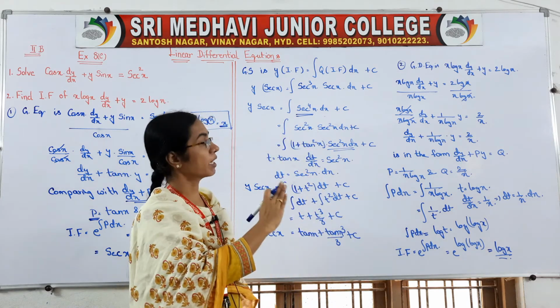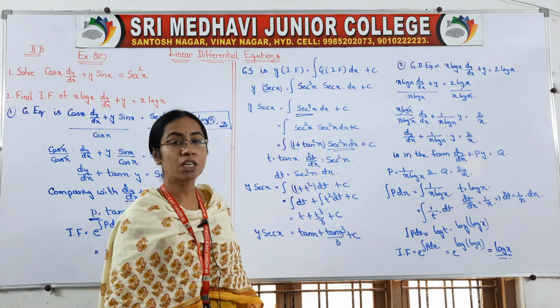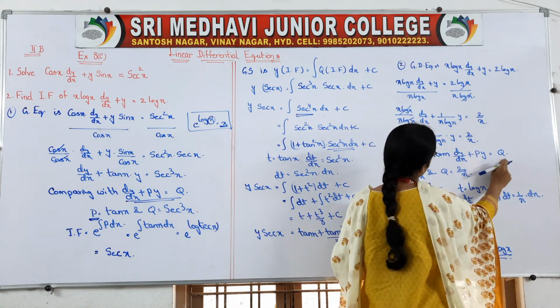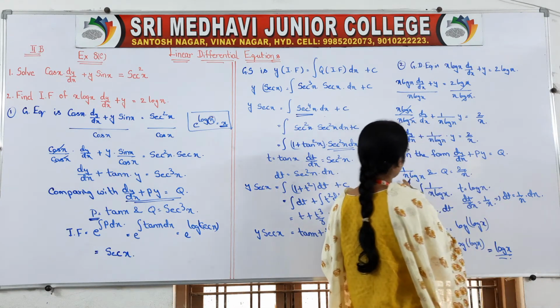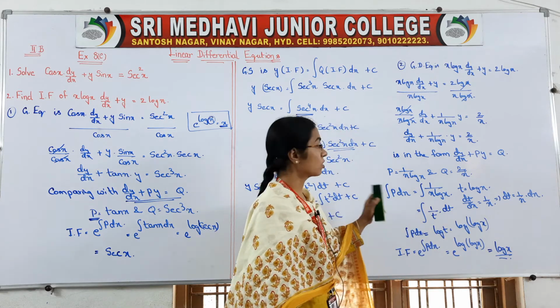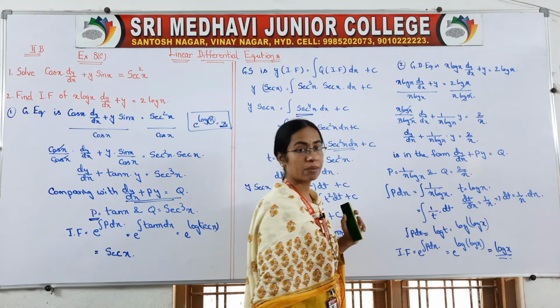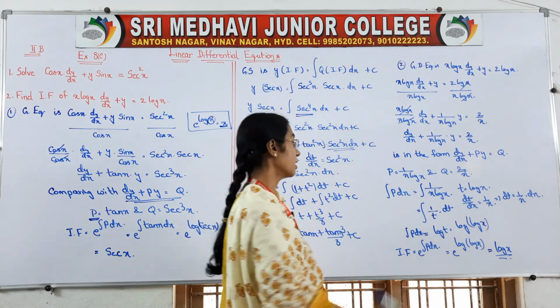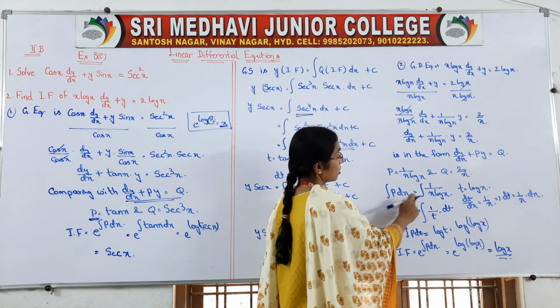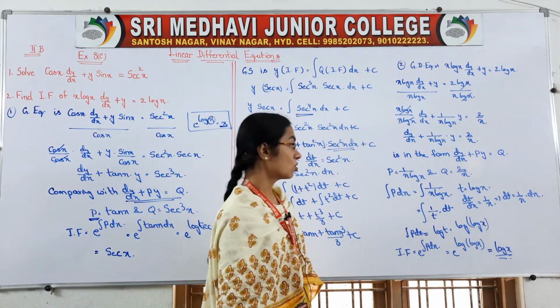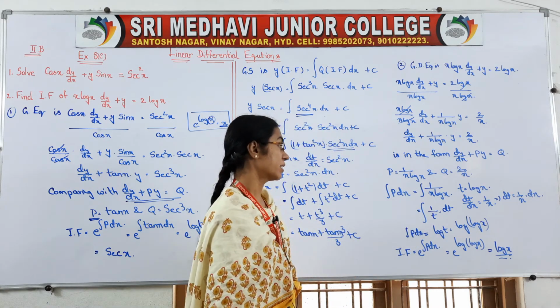Now it is exactly in the linear differential equation form: dy by dx plus py is equal to q, where p is equal to 1 by x log x and q is equal to 2 by x. Okay, so we take integral p dx, which is the integration of 1 by x log x. So how will we find the integral of 1 by x log x?